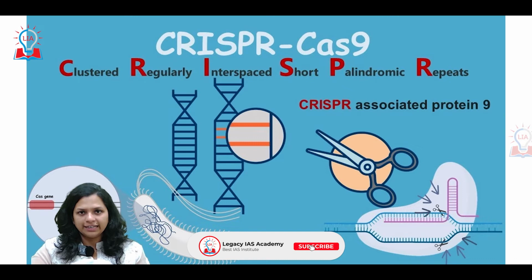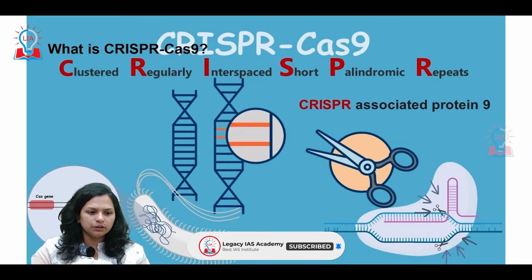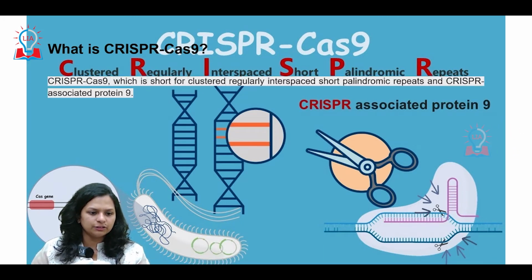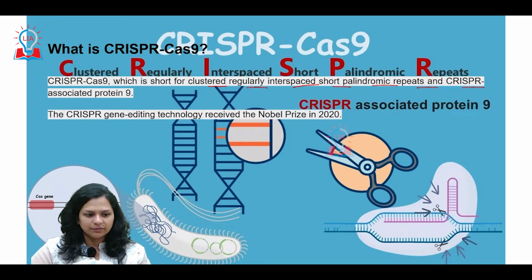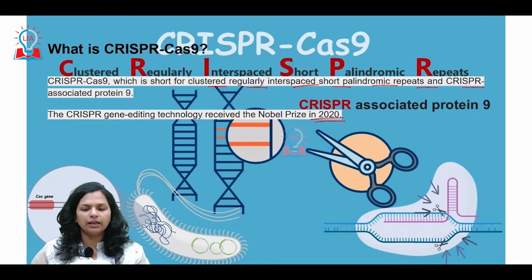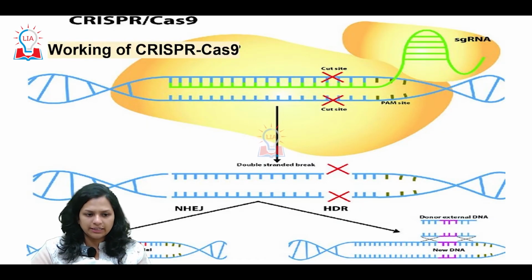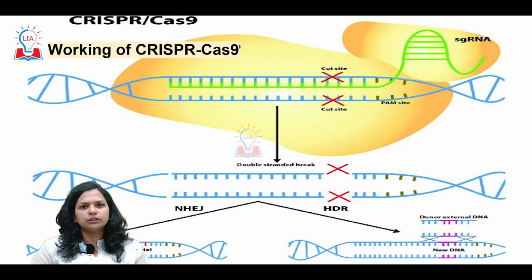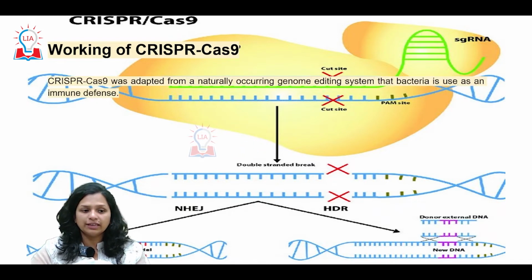Now, as far as CRISPR technology is concerned, CRISPR-Cas9 is short for clustered regularly interspaced short palindromic repeats and CRISPR associated protein 9. This gene editing technology received the Nobel Prize in 2020. Now, how does CRISPR-Cas9 work? What is the entire mechanism and what do we get out of it?